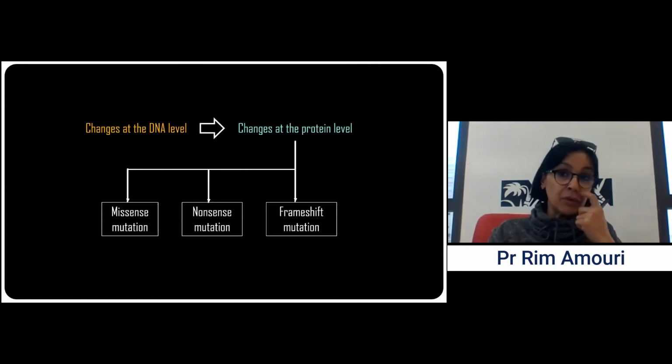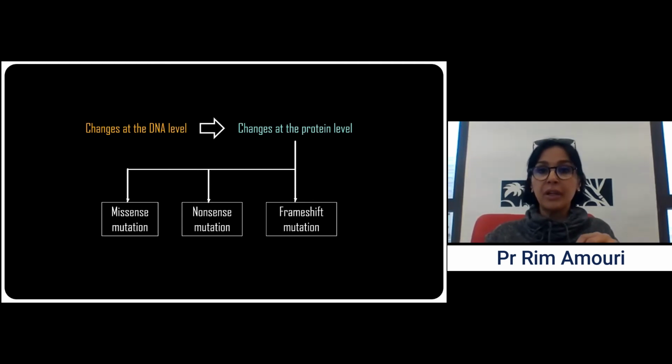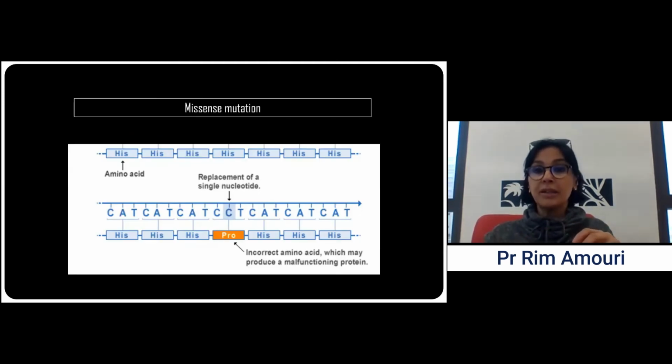As we said before, gene mutations may alter the function of essential proteins, and these changes at the protein level include missense mutations, nonsense mutations, and frame shift mutations. A missense mutation is the result of the substitution of one amino acid for another in the protein, which can result in a significant change to the protein.